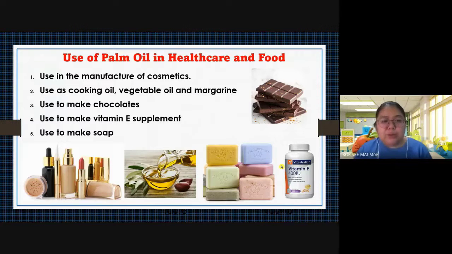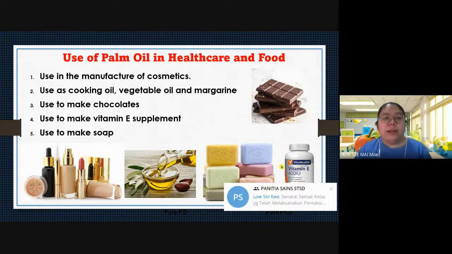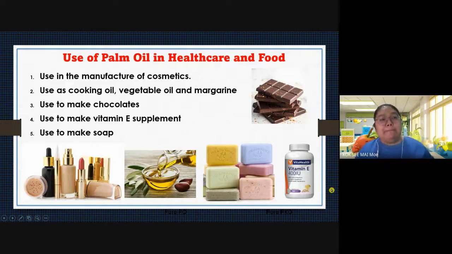Okay, another one is soap. The soap, body shampoo, all these things are using palm oil to produce the soap.